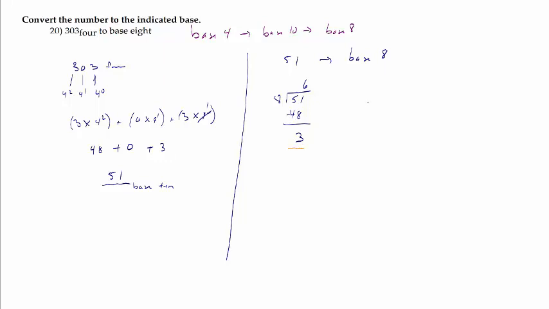Okay, repeat. Now the question is, how many times will 8 go into 6? Well, it won't go in there at all. It goes in there 0 times, and 0 times 8 is 0, and I'm left over with 6. And again, once it goes in there 0 times, that tells you we can stop. My answer is going to be the remainders, like I said, in reverse order. So 6, 3, in base 8. And that's my final answer.